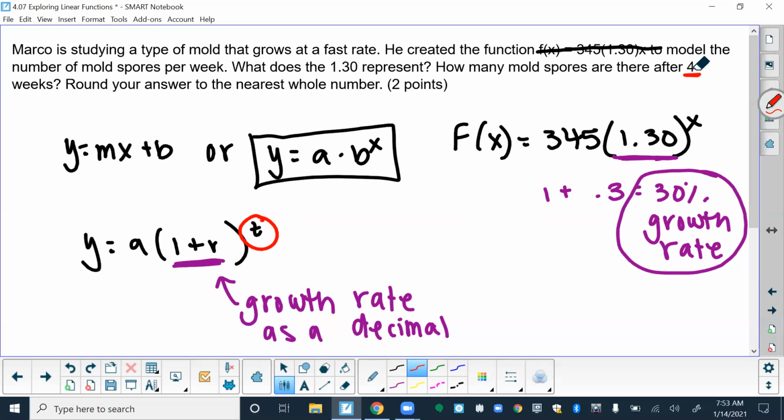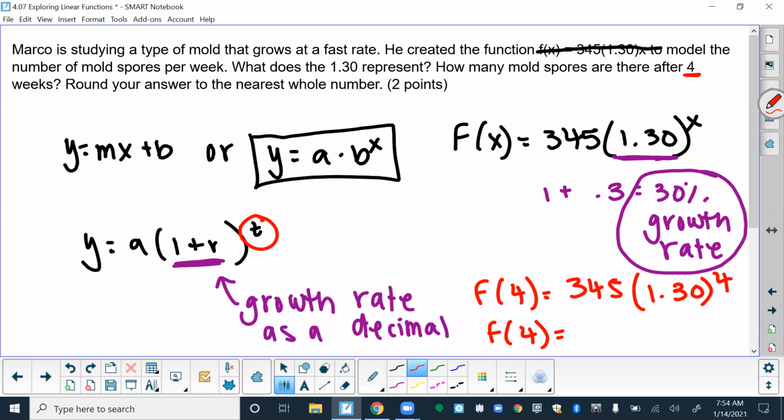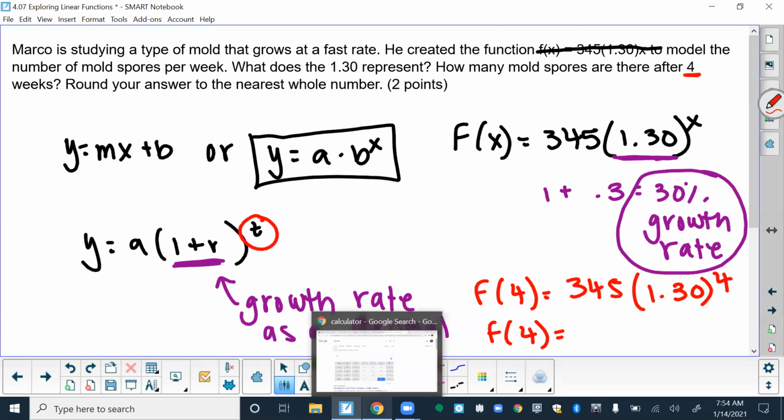So if I just plug in 4 for the x, so we have f of 4 equals 345 times 1.30 to the 4 power. All right, remember the left side is just notation. You don't do anything to the left side, but the right side of the equal sign can be simplified. So I'm going to use my calculator for that.